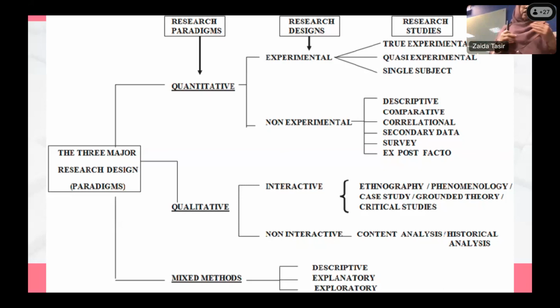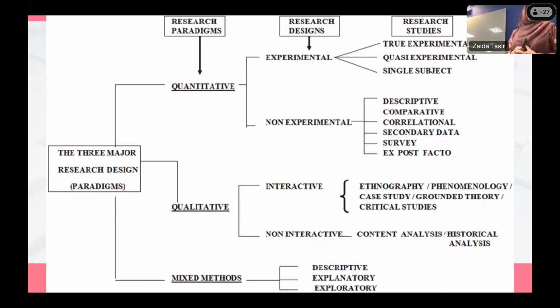So if you are doing a qualitative, you have to know whether you will interact with the respondent or not. If you interact with the respondent, you might select a research design for the qualitative research such as ethnography, phenomenology, case study, grounded theory, critical studies. But if you're not going to interact with the participant, of course, you can just do a historical analysis or non-interactive content analysis. You just do a content analysis without involving the participant.